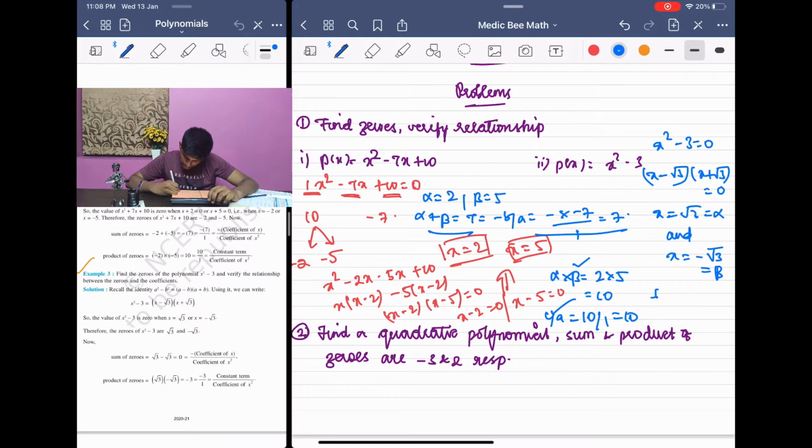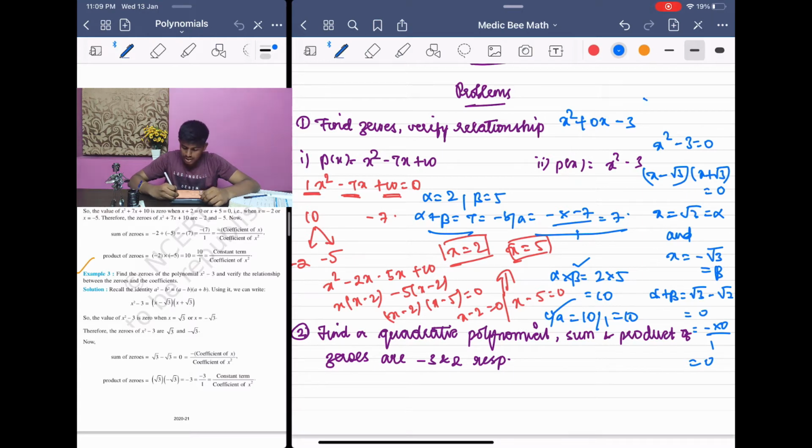What is alpha plus beta? Root 3 minus root 3, which is 0. What will minus b by a be here? There is no b here. Since there is no coefficient for the x term, we can write x squared plus 0x, because there is no x term at all. Then how much will minus b by a be? Minus 0 by 1, which is 0 itself. Again verification done.